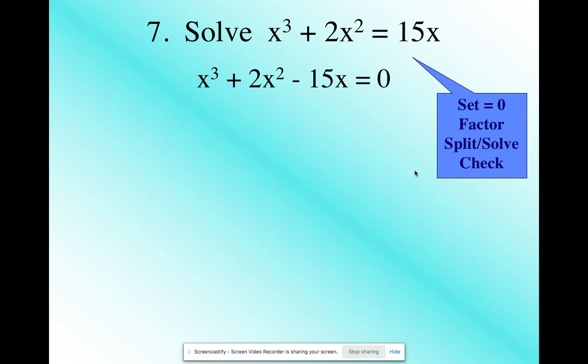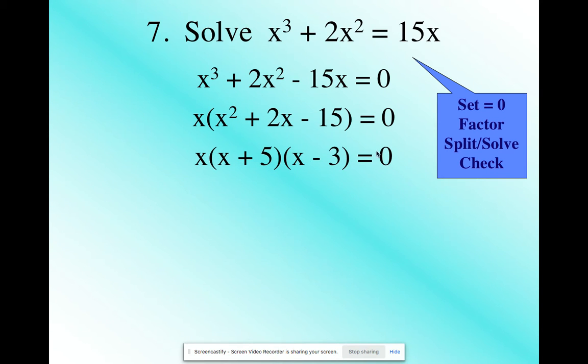Anyways, we had to bring 15x over, so now we're at x squared, x cubed plus 2x squared minus 15x. This one we do in fact have a greatest common factor, right? We can pull out that x to now have x times x squared plus 2x minus 15. And so from here, we can pull out all of those pieces, okay? So now we have x times x plus 5 times x minus 3 equals 0.